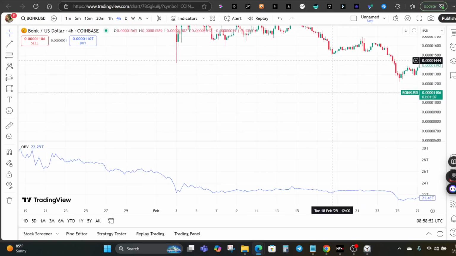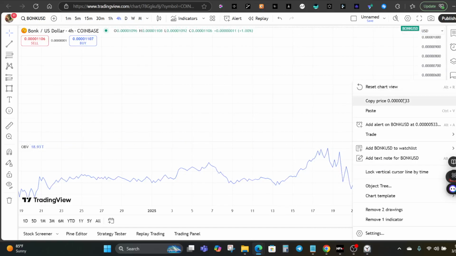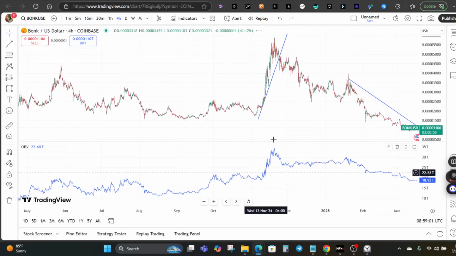So if the OBV is rising, it confirms strong buying interest, right? Like what we can see happen here. When the OBV was rising, you can see it confirms strong buying interest.